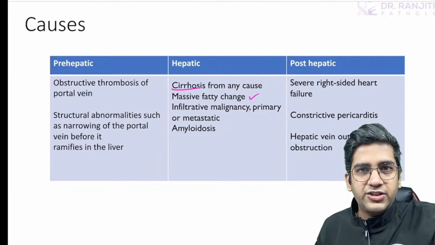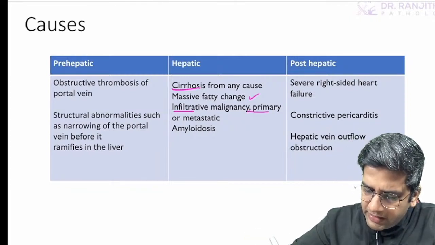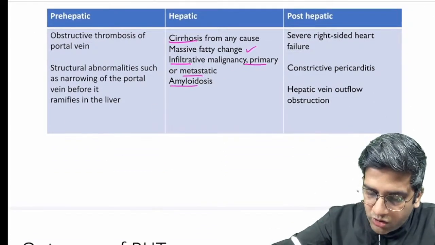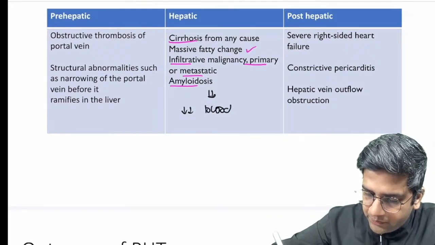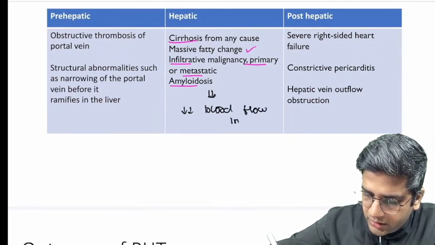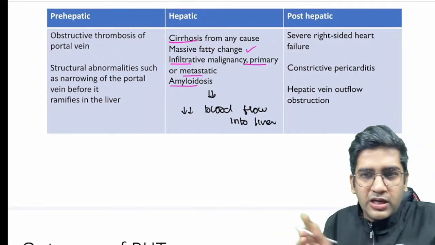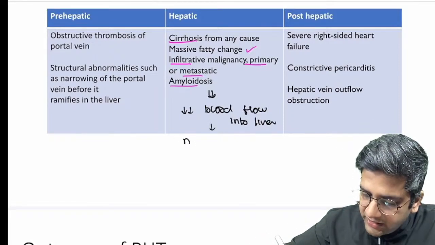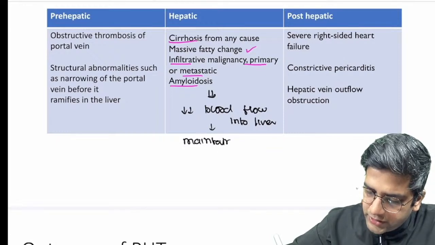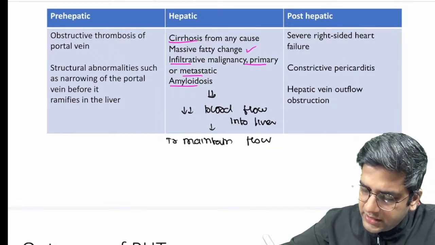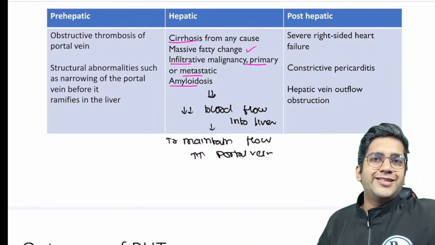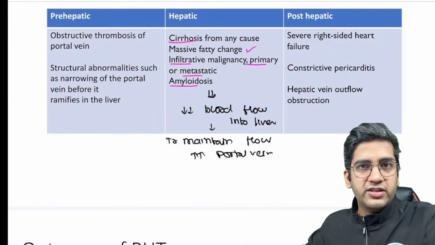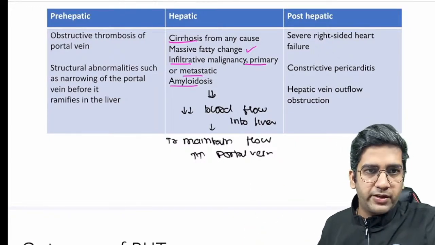A massive fatty change, a very big fatty change, again not letting the blood flow properly, can have it. Any infiltrative malignancy, primary or metastatic, amyloid. See, all of these are going to reduce the blood flow into the liver because they by default are causing some hindrance. So in order to maintain the flow, the portal pressure increases. To maintain the blood flow, obviously there's an increase in the portal vein pressure. It's simple. Resistance is there, so I'm going to increase the pressure. Same like total peripheral resistance causing systemic hypertension. This causes portal hypertension, right?